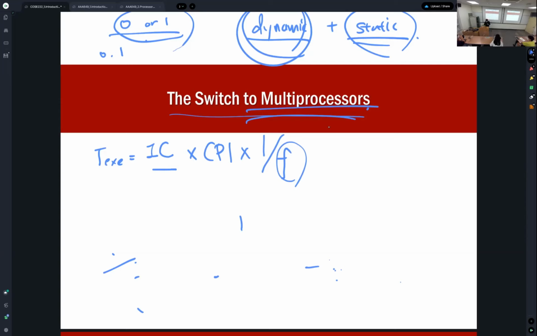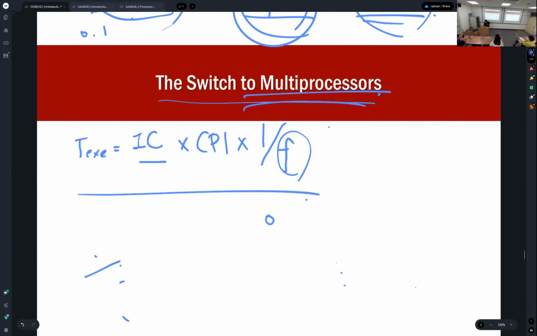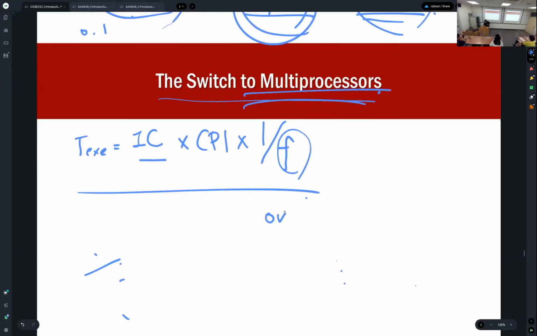But let us assume that we use the same semiconductor technology. On this condition, I want to increase the performance, which means that I want to increase the clock frequency of the CPU. And usually this is called overclocking.